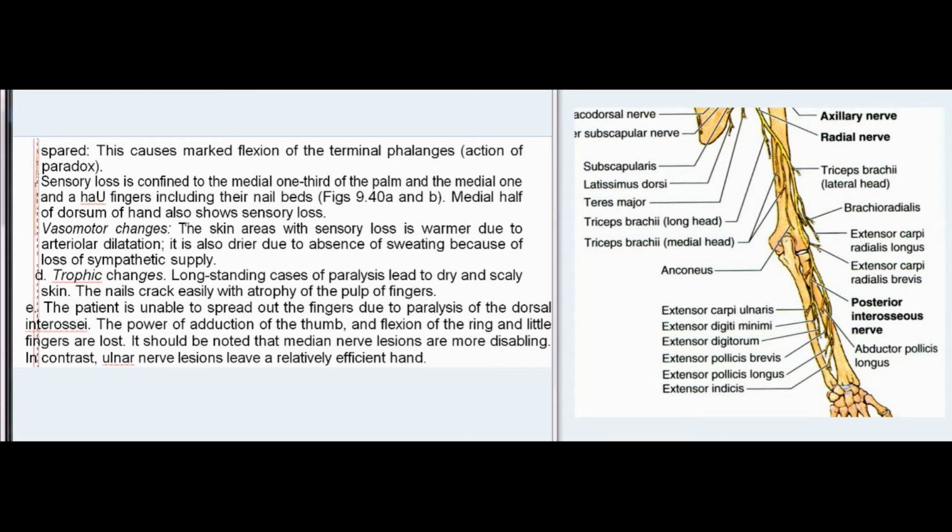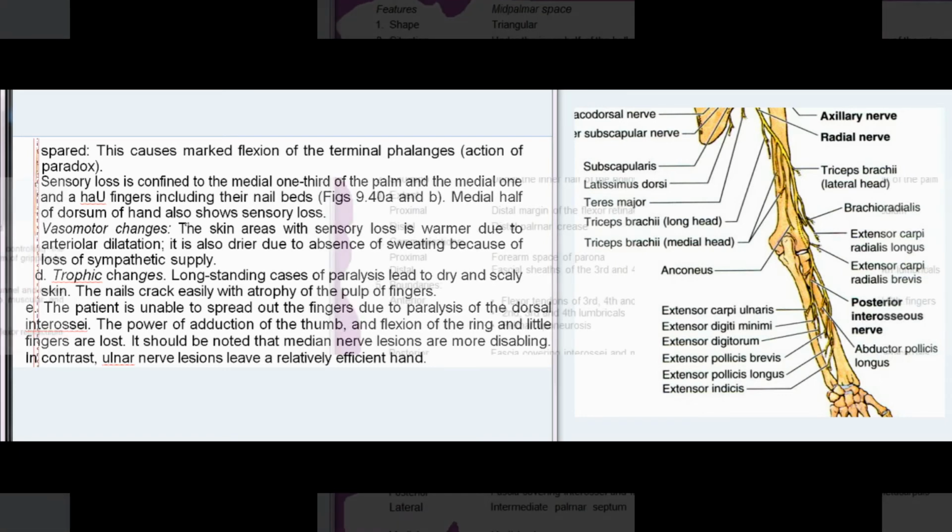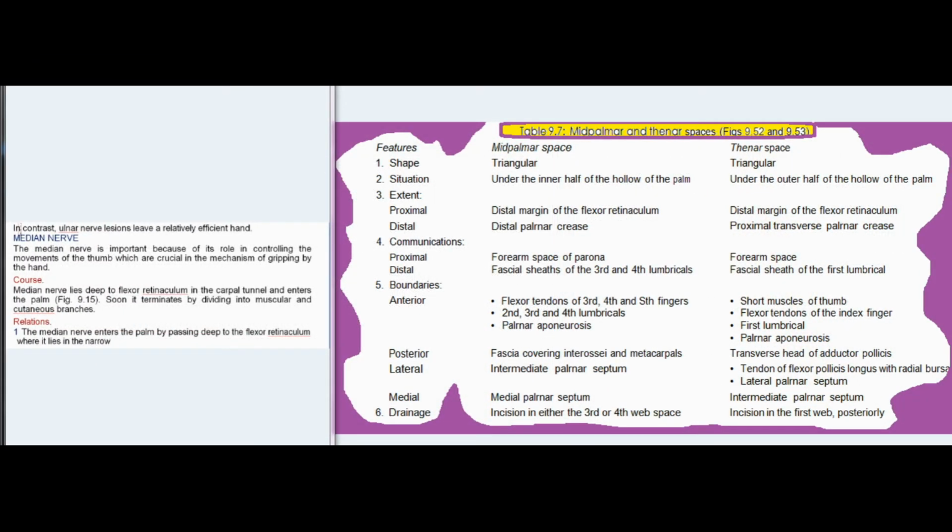Vasomotor changes. The skin area with sensory loss is warmer due to arteriolar dilatation. It is also drier due to absence of sweating because of loss of sympathetic supply. Trophic changes. Long-standing cases of paralysis lead to dry and scaly skin. The nails crack easily with atrophy of the pulp of fingers. The patient is unable to spread out the fingers due to paralysis of the dorsal interossei. The power of adduction of the thumb, and flexion of the ring and little fingers are lost.